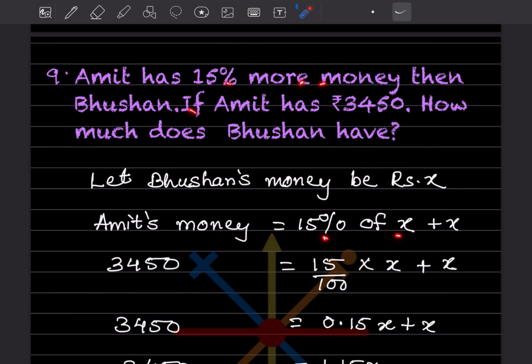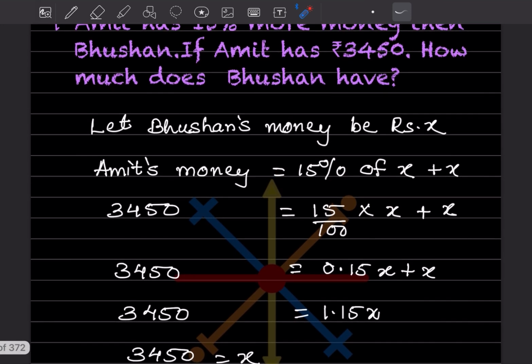So 15% of x plus this x, because Bhushan's money is x, and this is more than Bhushan, so plus x. This is important. So 15% we can write as 15 divided by 100, of means multiplication, this x, plus x. So now what will you do? Amit's money is given as 3450. So in place of this, we will write here 3450.